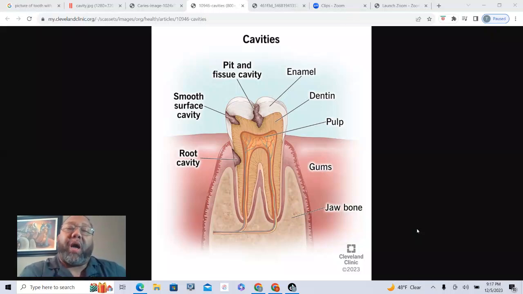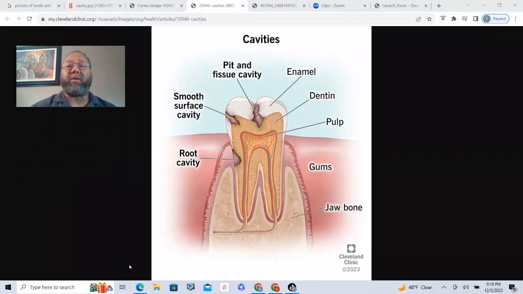I want to go into the lesson of seeing what dental decay is. We call it in dentistry caries, but you know it more as cavities or dental decay. So for simplicity's sake, we'll say decay or cavities so you'll understand. If you notice on this picture, you see a tooth.